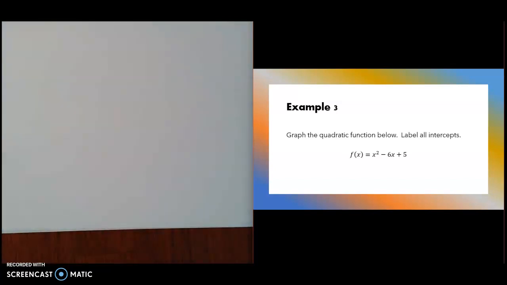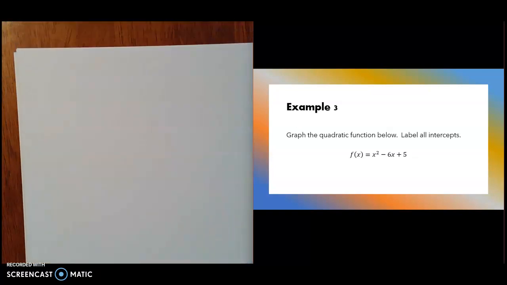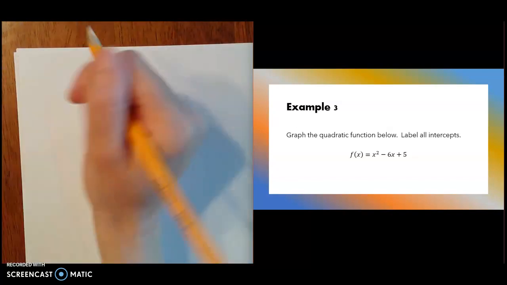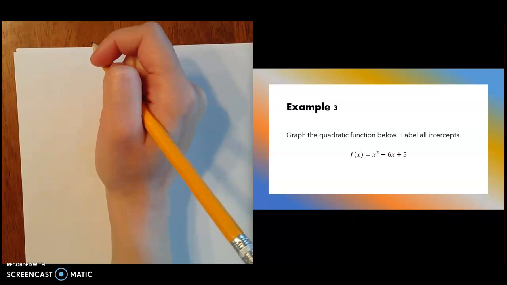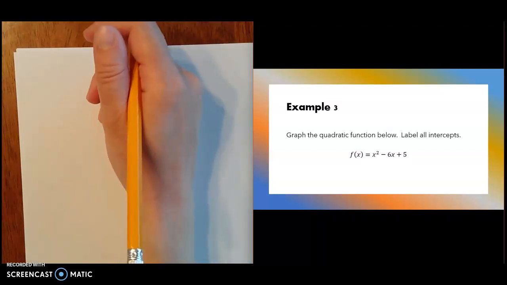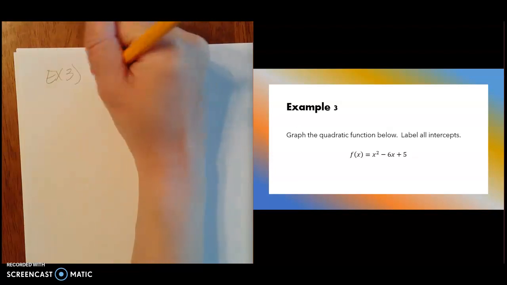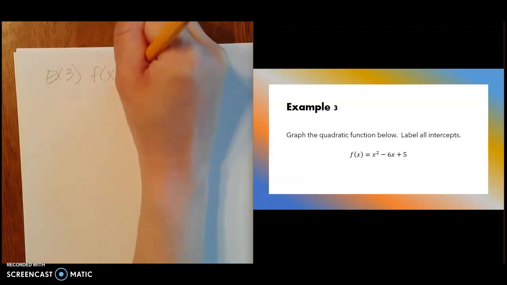Alright, next up, we're going to do some graphing. And we're going to do all sorts of stuff to this one, okay? So we're going to label all of our intercepts, we're going to graph our quadratic function, and when we're graphing, we're going to need our vertex, we're going to need our axis of symmetry, we're also going to look at intercepts. So I'm going to show you basically all of the things that you can find from this equation in standard form, and then we'll look at the graph, okay?